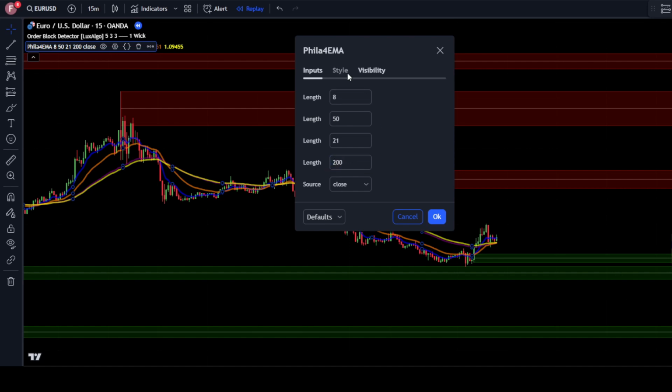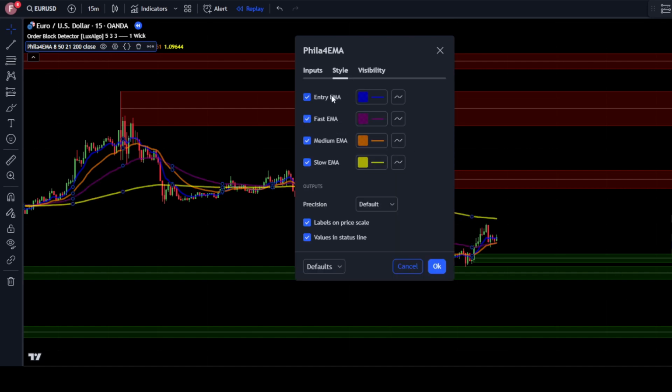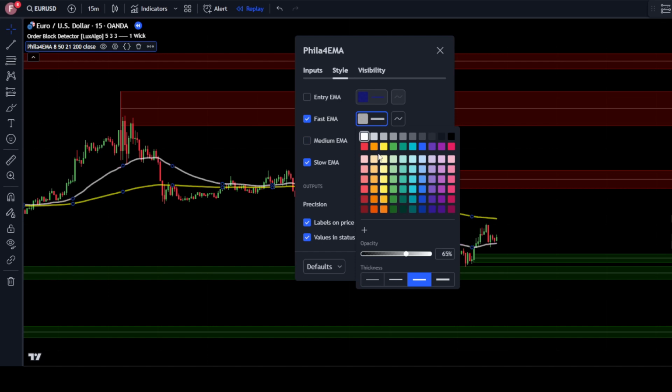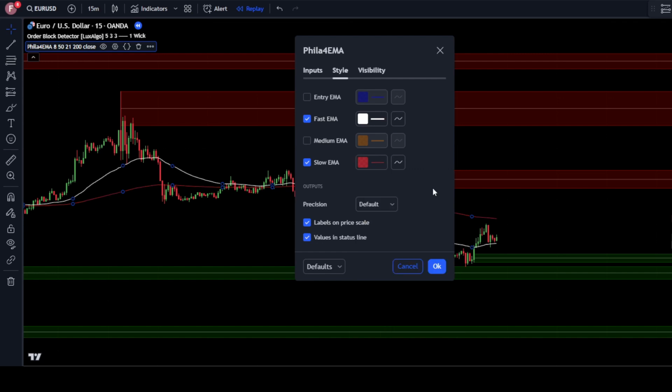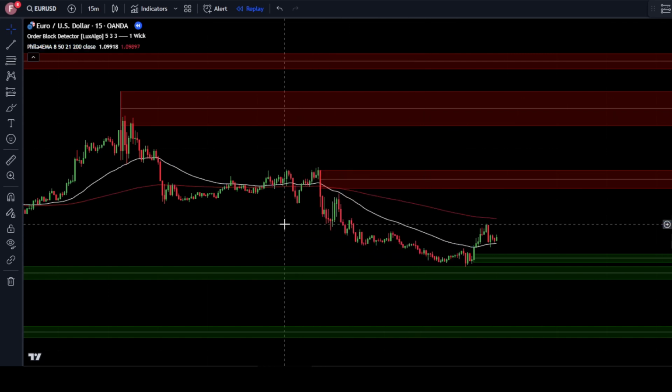Next, go to the Style tab. In the Style tab, uncheck the boxes for Entry EMA and Medium EMA. Then set the color of the Fast EMA to white. Also, set the color of the Slow EMA to red. Once done, just click OK to confirm the changes. This 4 EMA indicator will be used as a trend guide in the market.